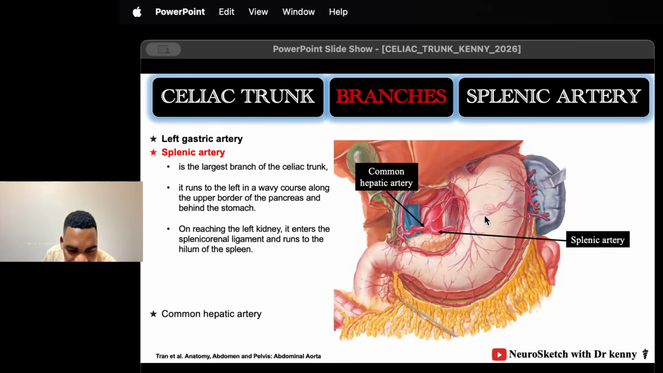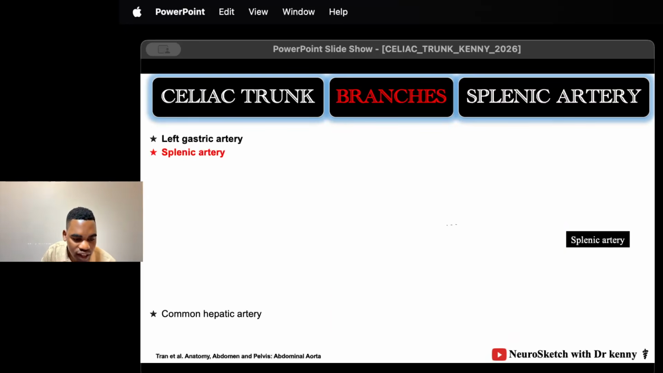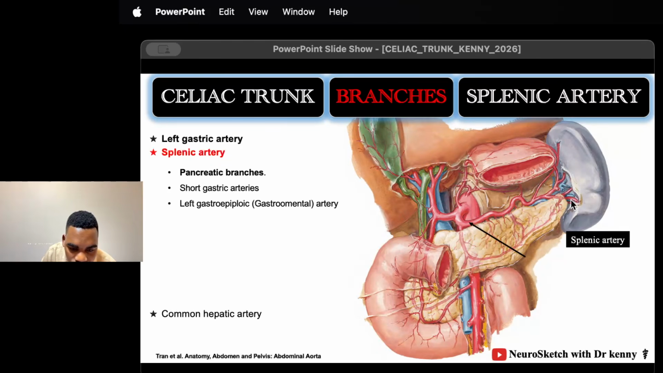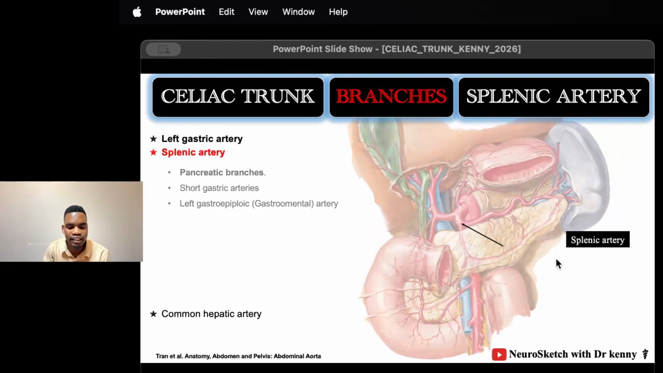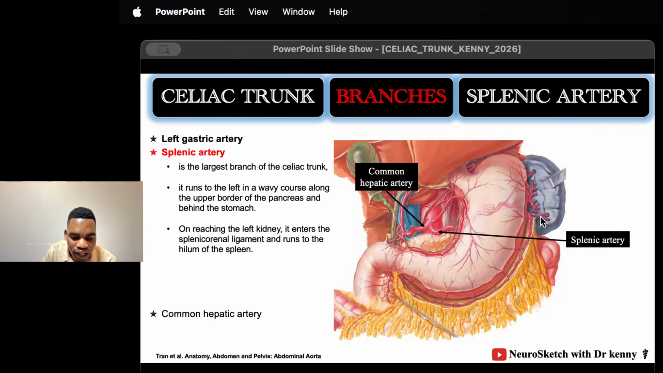After giving all the pancreatic branches and the short gastric branches, it also gives a branch that runs on the greater curvature of the stomach, and this branch is called the left gastroepiploic artery, or the left gastroomental. It's not seen from this picture because it is cut. The stomach is removed, so it supplies the left gastroepiploic artery, which is called the gastroomental artery. It supplies the greater curvature of the stomach.